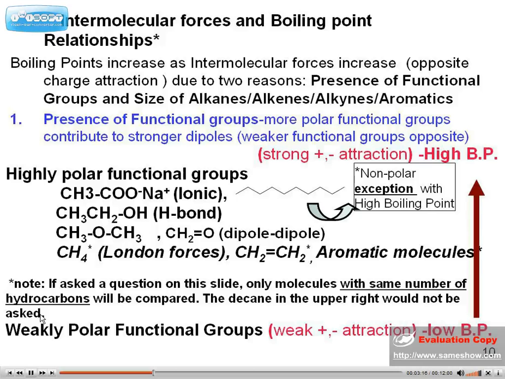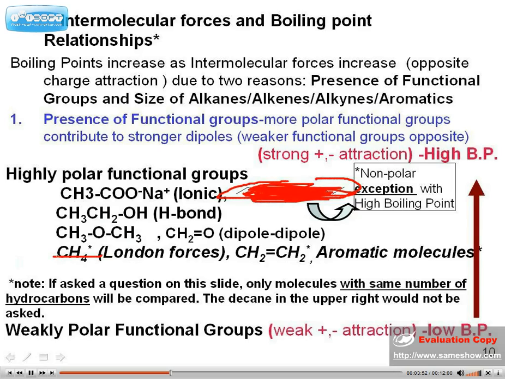In this slide right here, I went ahead and I added in an exception, and I showed you a nice decane molecule right here, showing that if you increase the size of the hydrocarbon, you increase the London force, which increases the boiling point. But I want to point out, I'm not going to give you a question like this where I combine size of hydrocarbons and functional groups. So in this case right here, we'll just compare functional groups or the lack of functional groups, and you'll have to rank them, which has the highest boiling point.